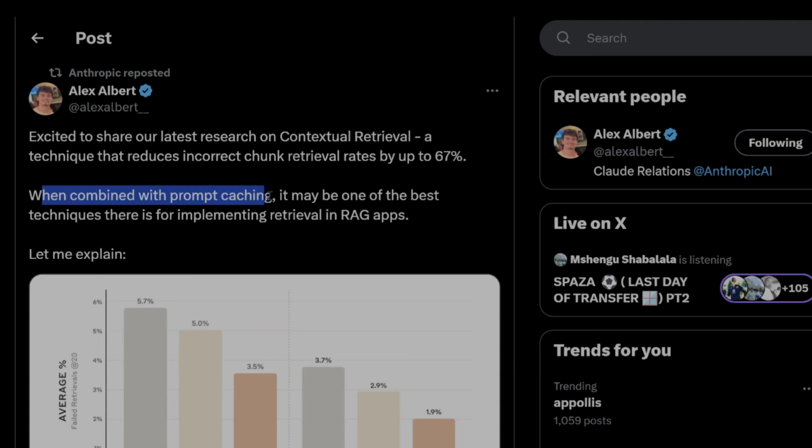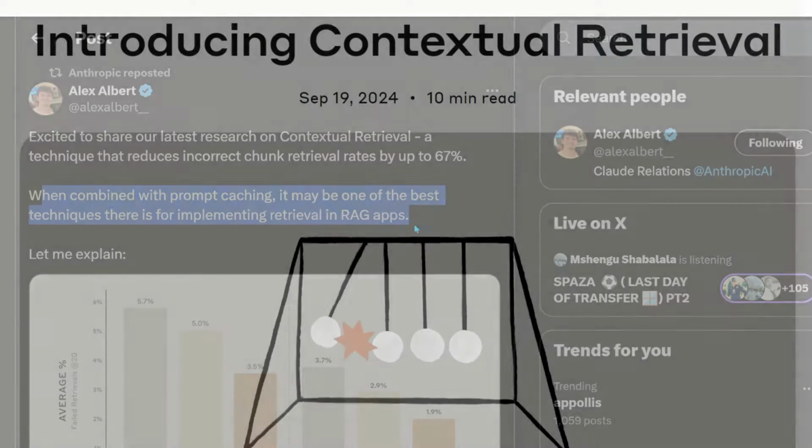And then because we actually add to the chunk, we actually need something to decrease the costs. So tada, Claude has prompt caching. Now let's look at an example.